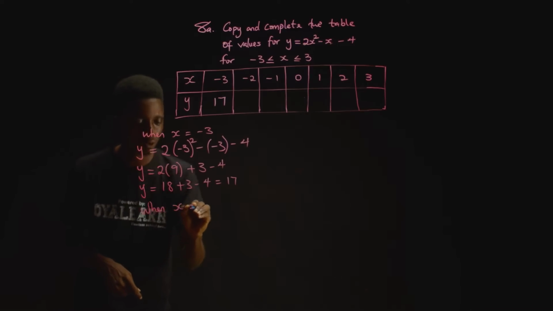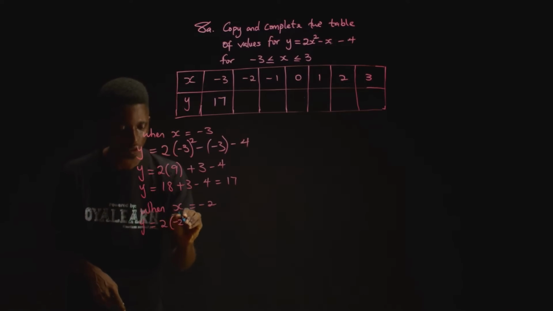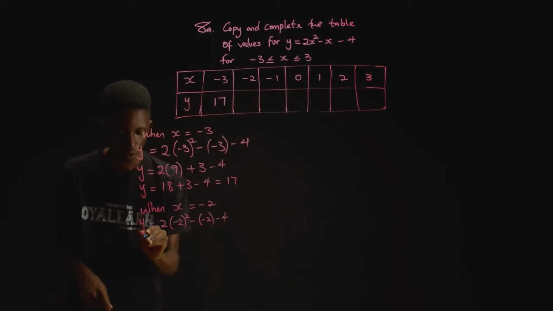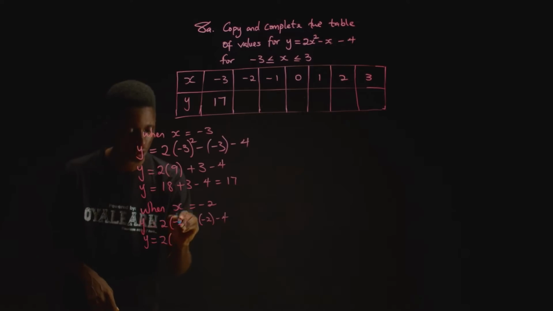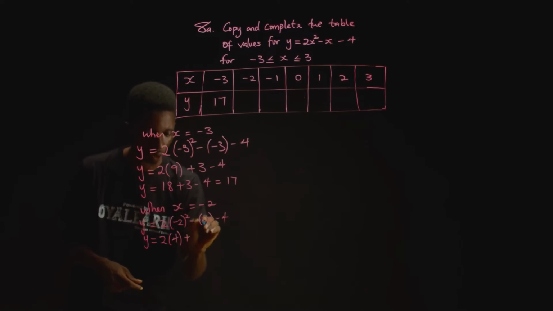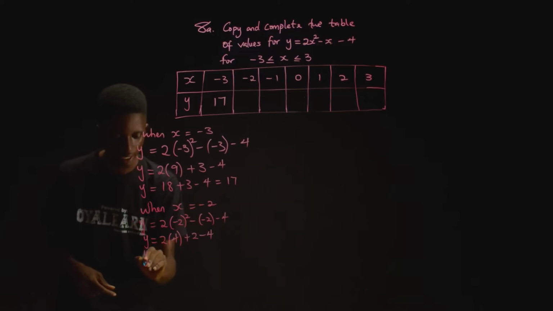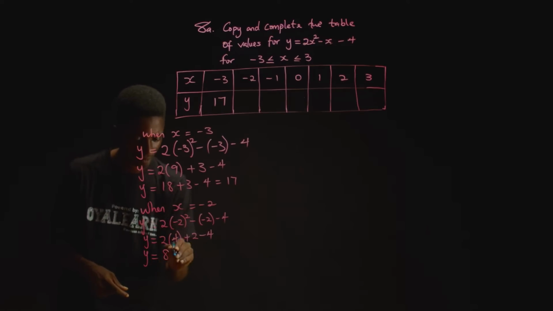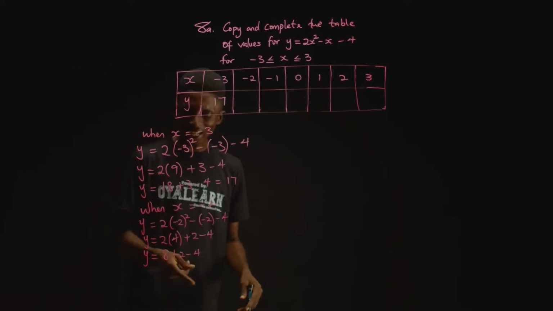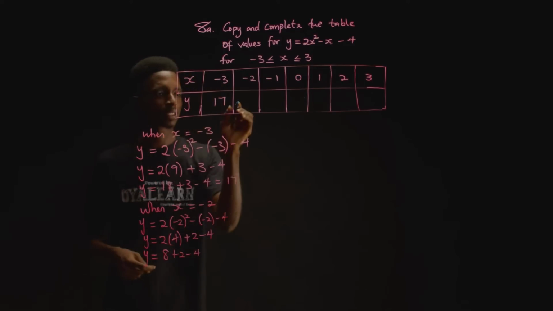When x equals minus 2. So y would then be 2, open bracket, minus 2 squared minus, open bracket, minus 2, and then minus 4. So y equals 2 into minus 2 squared, that is minus 2 times minus 2, that gives us 4. And then plus 2, because minus times minus gives us plus, and then we have minus 4. So here y equals 8 plus 2 minus 4. So 8 plus 2 is 10, minus 4 would give us 6.